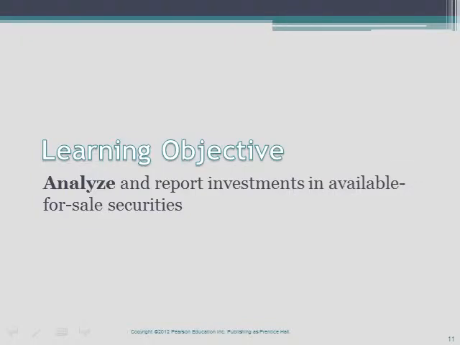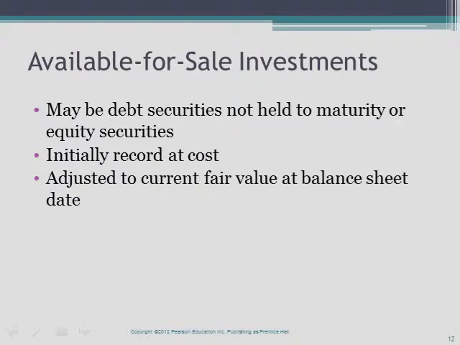So next we want to understand how to analyze and report investments in the available for sale security category. Available for sale securities may be debt securities not held to maturity or equity securities such as stock other than trading securities. Cost is used only as the initial amount for recording the purchase of these investments. At the end of each reporting period, these securities are adjusted to their current fair values because the company expects to sell the investments at these values at some point in the future, although not within the next year.